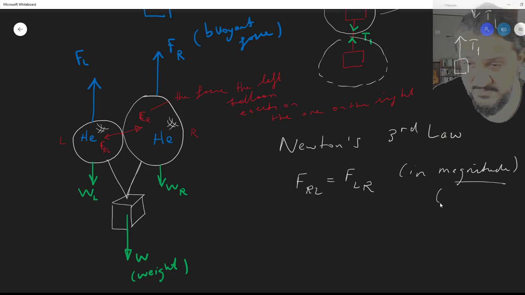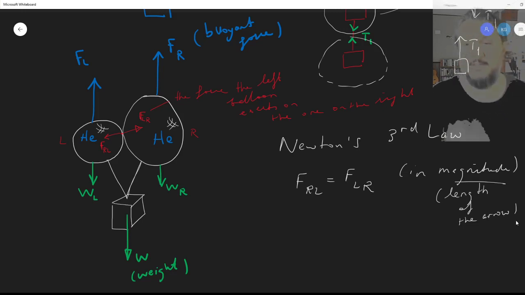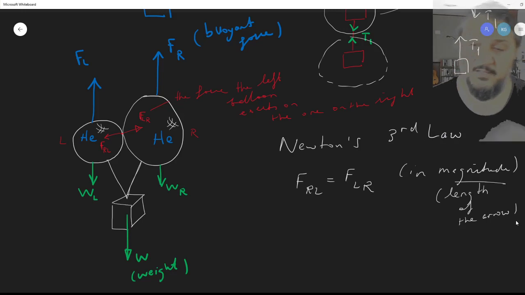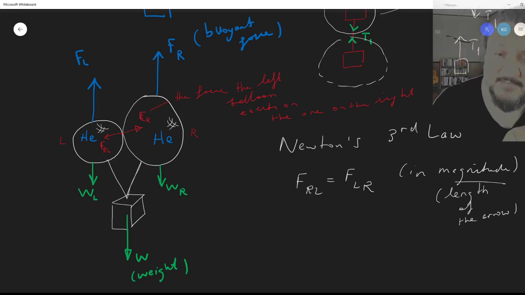So equivalently, length of the arrow. Okay, so that is the are we recording, by the way? Let me double check really quick. Recording is in progress. Good. So the equality is about the magnitude, not the direction.